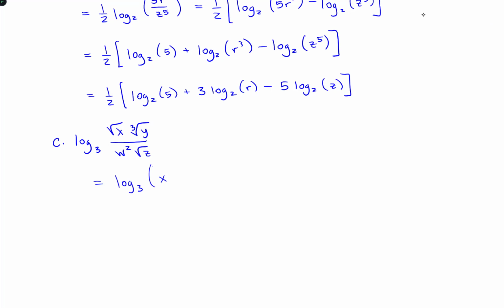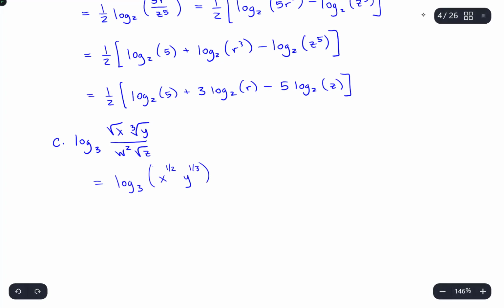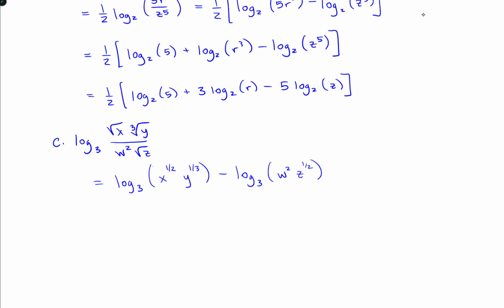So instead of saying the square root of x, I'm going to make this x to the 1/2 power. And then instead of saying the cube root of y, I'm going to change this to be 1/3 power. And minus log base 3 of the denominator, which is w squared, times z to the 1/2 instead of the square root of z.